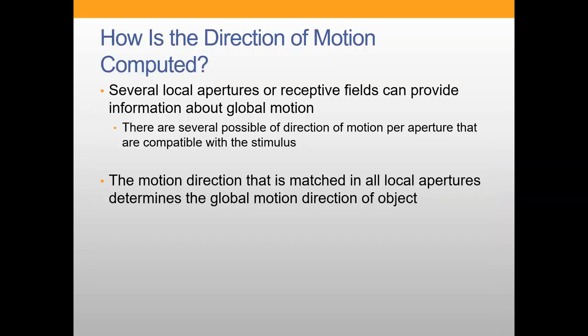So how do we figure out the direction of motion? As I mentioned, the more local apertures or receptive fields that we have, the better information we get about that global motion. Because one single aperture provides so much ambiguity, the more of those you have and the more of those that seem to agree with each other, the more likely it is that we're going to be able to figure out a direction of motion. In fact, the motion direction that's matched in all local apertures will determine the global motion direction of the object.